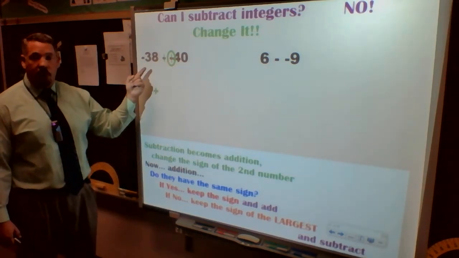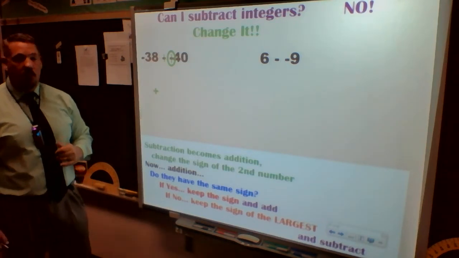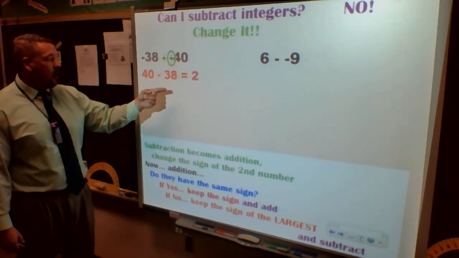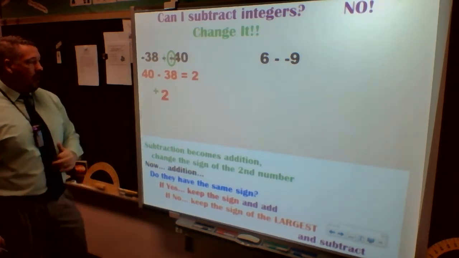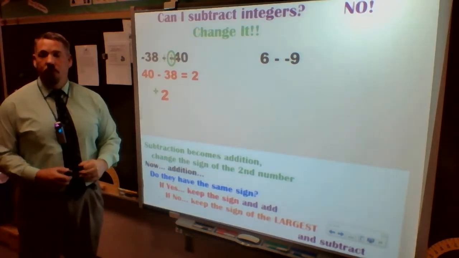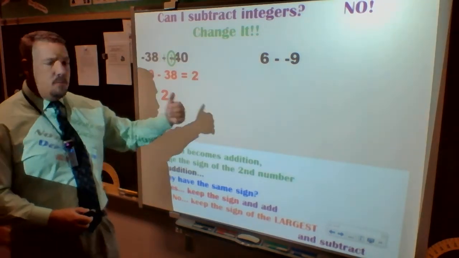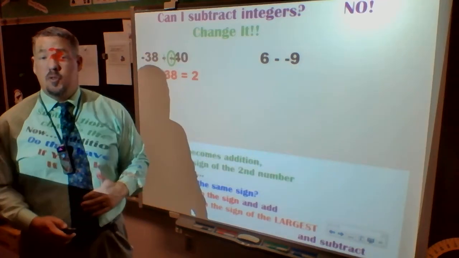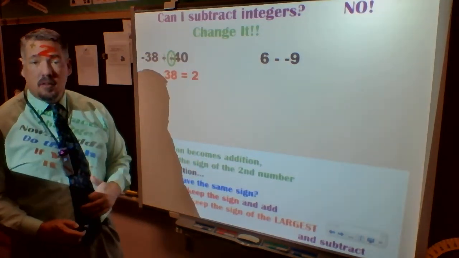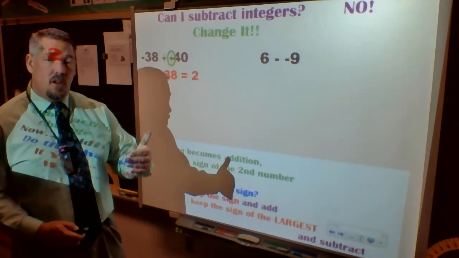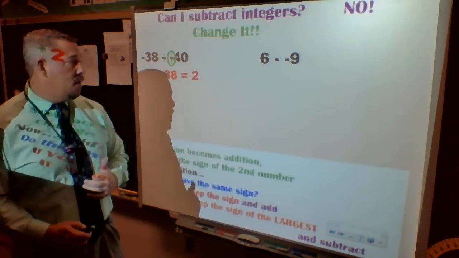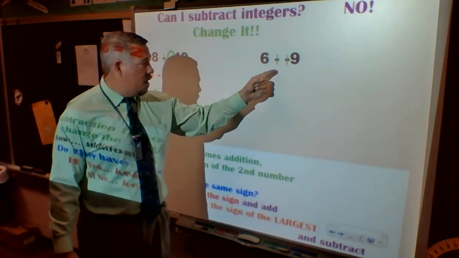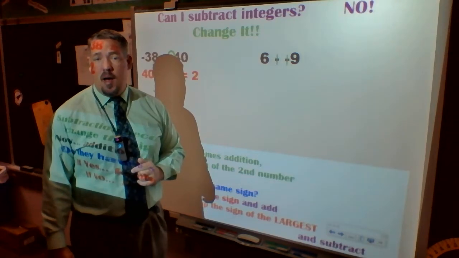Then, since they're opposite signs, I'm left with just subtracting the numbers. 40 minus 38 gives me 2, so I know my answer is positive 2. 6 minus negative 9. Can I subtract integers? I can't. So I change subtraction to addition, change the sign of the second number. Subtraction becomes addition, the negative becomes a positive.